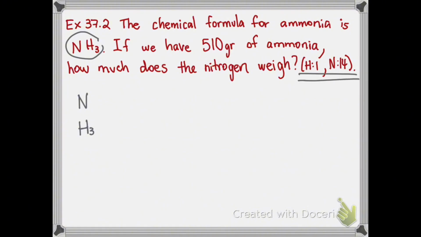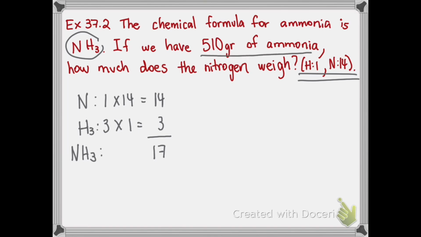And so for the nitrogen, it's going to be 1 times 14. And for the hydrogen, it's going to be 3 times 1. Now, if we add those two numbers, then we get the weight for the ammonia. Then we keep reading, and it says that we have a total of 510. So that goes here on our total for the molecule. And the question is about the weight for nitrogen. So my X is going to be up here.